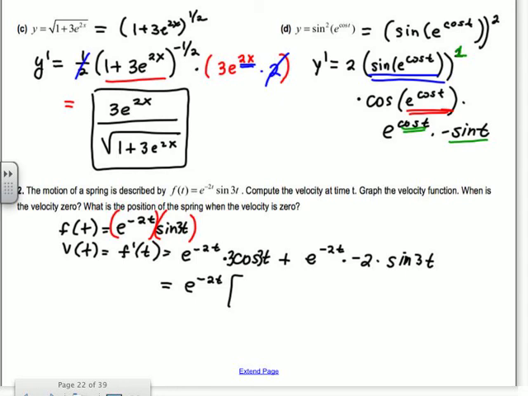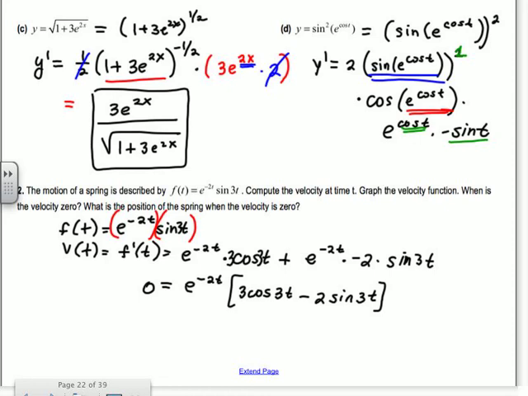Okay, so then we have 3 cosine of 3t. So it's a chain rule. You keep the cosine, keep the 3 inside the cosine. No, it's 3 cosine. Okay, look back at it, guys. It's not hard. I just left off my 3 in the original problem. So the derivative of sine of 3t is cosine of 3t times 3. That's what's here, 3 cosine 3t.